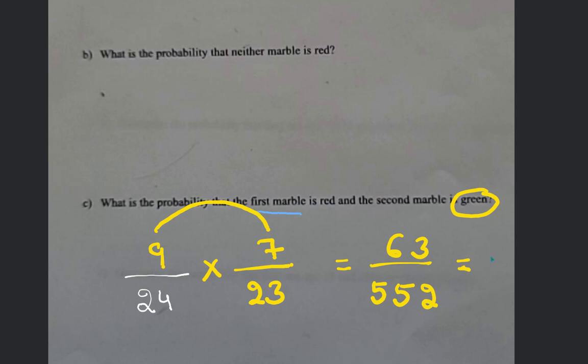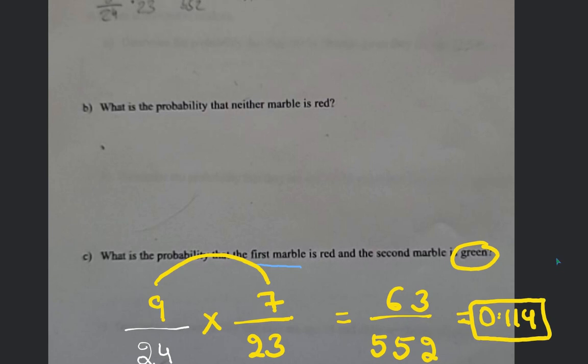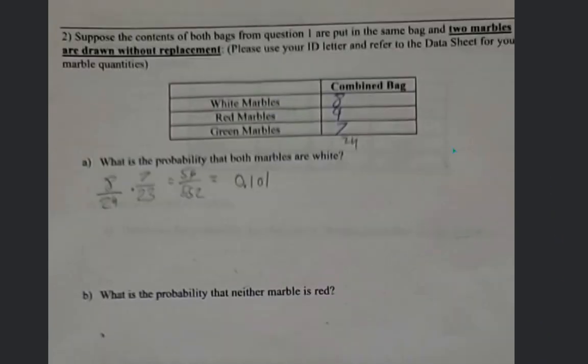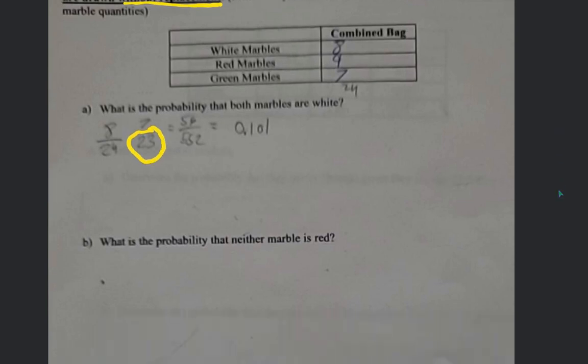63 divided by 552 is 0.114. Correct, absolutely correct. Is it clear? So we did the case of without replacement, and that's why the total was reduced by one. Any doubt?